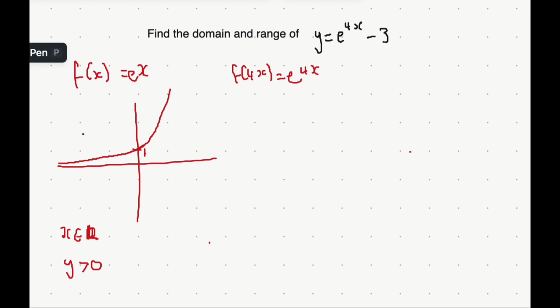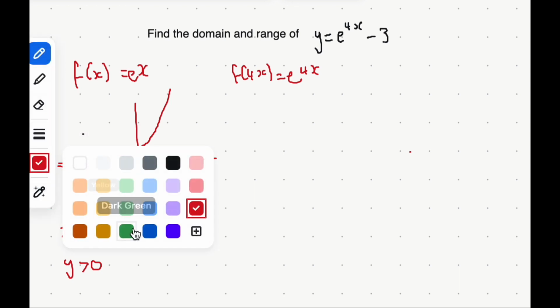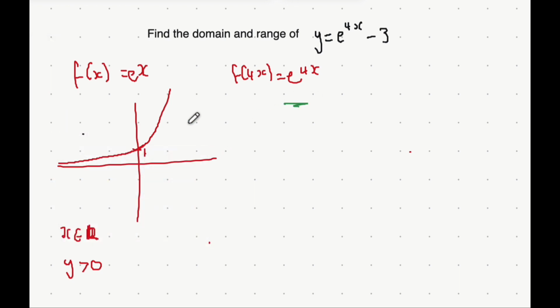But all that will do, if I just draw that on the same graph in green this time, is it'll just mean that on this side it'll go up quicker, whereas on this side it will go down slower. So sort of like this, if that makes sense. Oops, sorry, like this. But it doesn't really make a change to the domain and range. Y is still never going to be 0 or less than 0, and x can still be anything, whether rational or irrational.